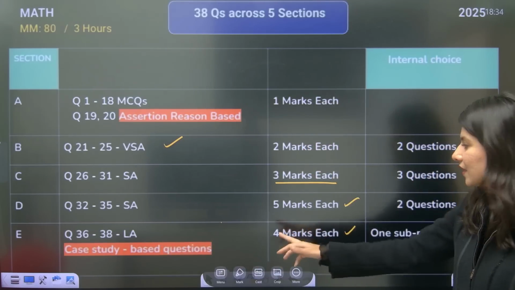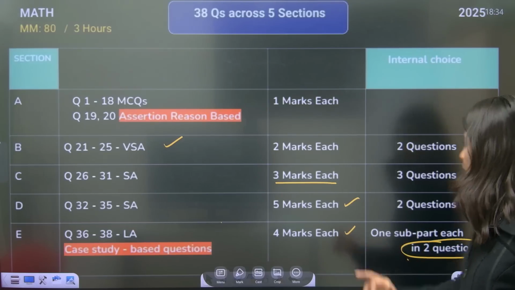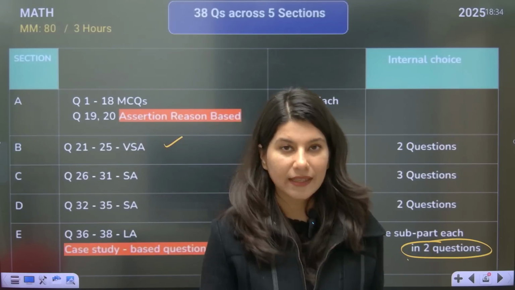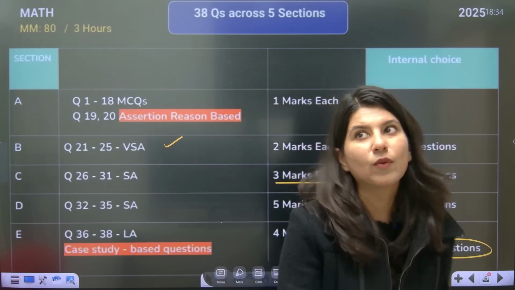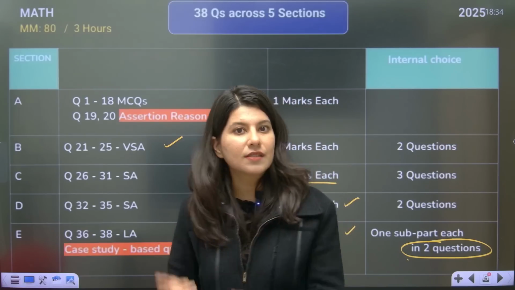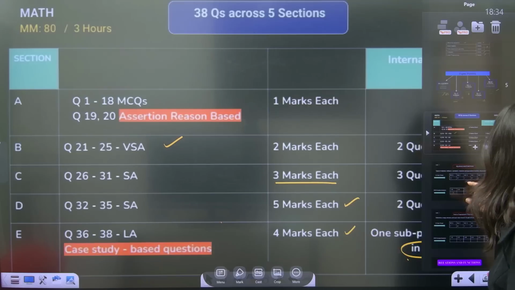Part E is having 3 questions. One subpart will be there in 2 questions. So this is what your paper pattern is going to look like, so that you don't get surprised about what you're going to get. So you get the paper, you know 20 will be this. So at least you can create your strategy also. You should not be getting surprised.